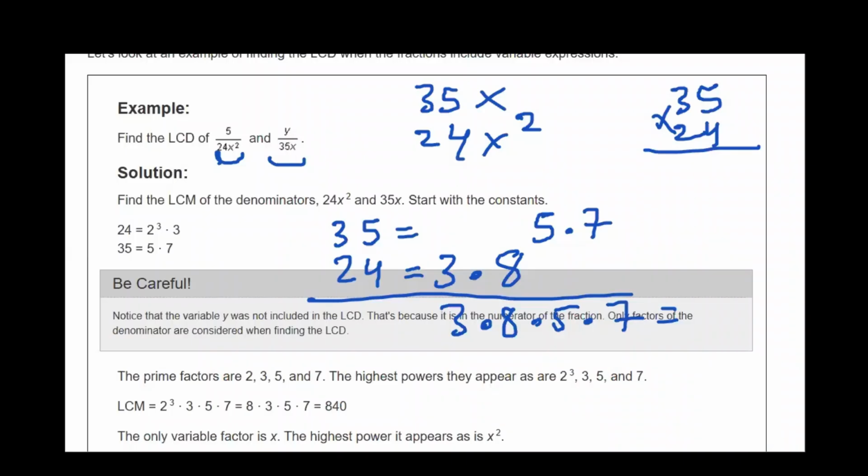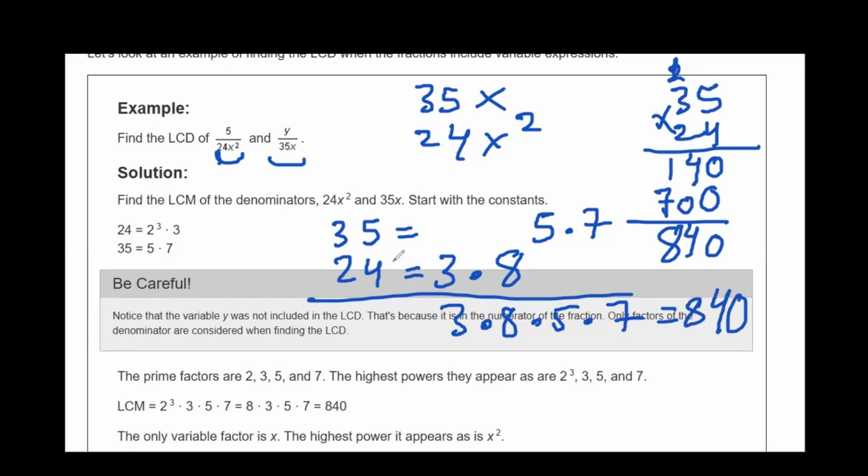Five times 4 is 20, so 0 and carry 2. 4 times 3 is 12 plus 2, 14. So 4 and carry 1. 2 times 5 is 10, so 0 and carry 1. 2 times 3 is 6 plus 1 is 7. So 0, 4, and 8. 840.